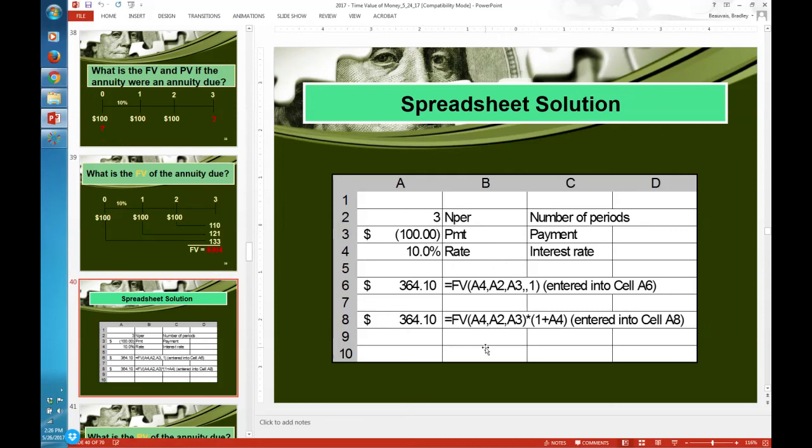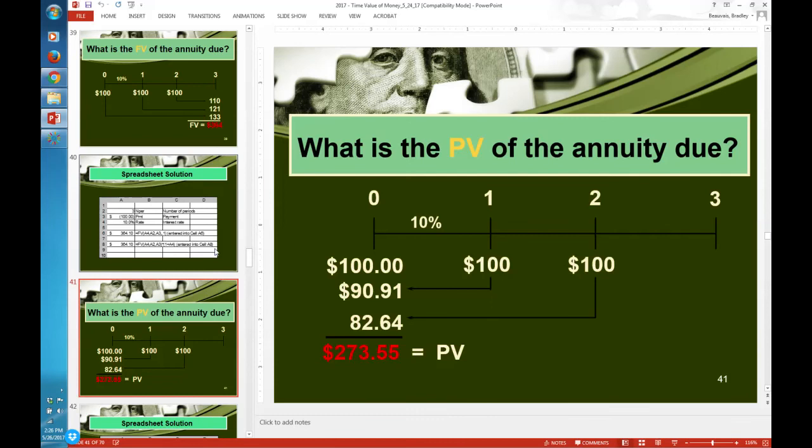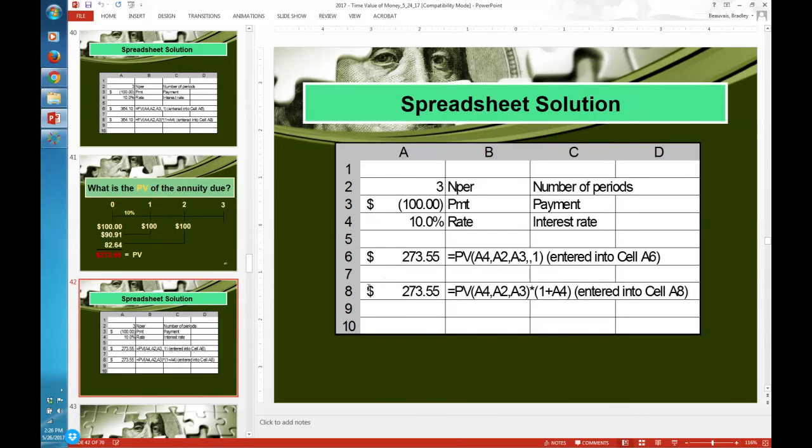Okay, so with this in mind, this gives us a valuation of the same $364 that we had before. Okay, that essentially is the same sort of calculation. Okay, present value of that same annuity due. Again, we can do it long-handed, or we can actually go through the same present value calculation. Okay, and come to the same exact result, the $273.55.